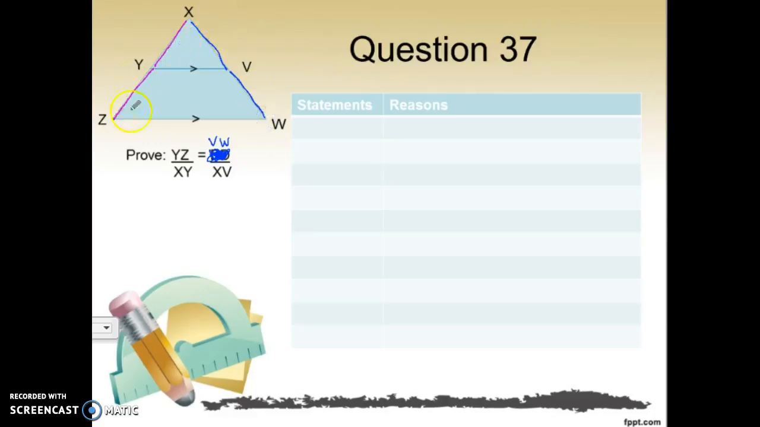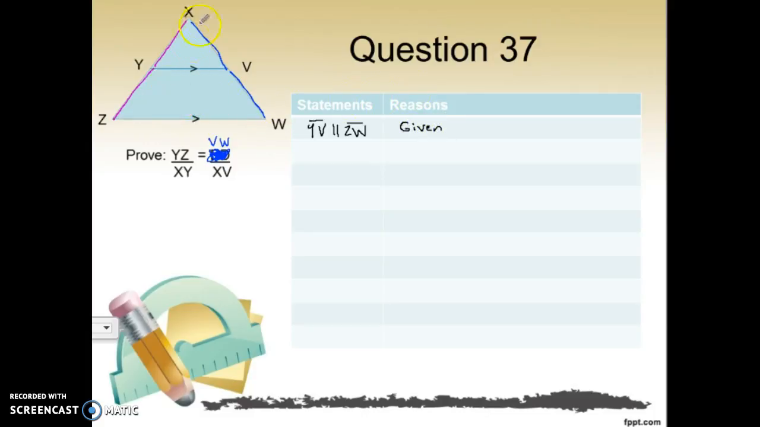And here we can tell that YV is parallel to ZW. And our reason for that is that that's given. We can see those parallel markers on our diagram.